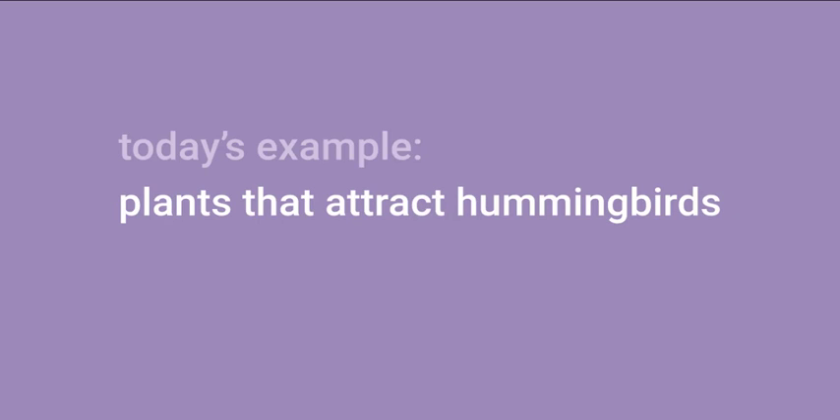For this tutorial, we're going to say that I am working on a blog post about plants that attract hummingbirds. I need to find out which keywords and phrases to use for this post. I'm not going to use any fancy tools or apps, just good old Pinterest and Google. Let's head on over to Google first.